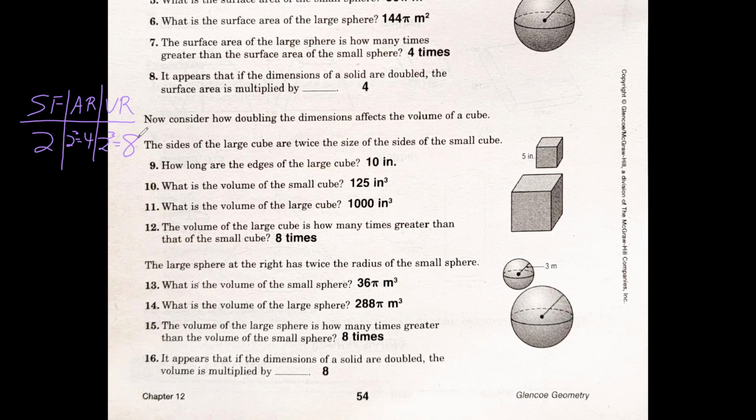Down here on the bottom, the large sphere is twice the radius of the small sphere. So again, doubling the single dimensions. What's the volume of the small sphere? You would have to plug that one into your formula. So again, 4/3 pi r cubed. You come out with 36 pi. Once you got that, what's the volume of the large sphere? Again, if our scale factor is 2, the volume ratio is going to be 8. So that times 8 is 288 pi. So again, it's 8 times as big. It appears that if you double the dimensions, then the volume is going to be multiplied by 8.